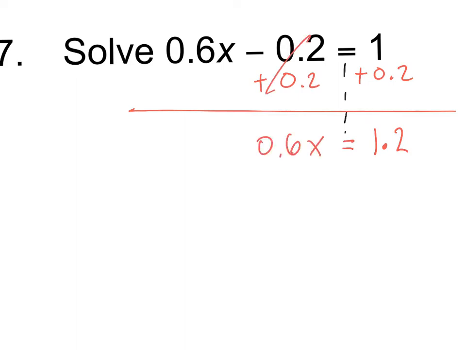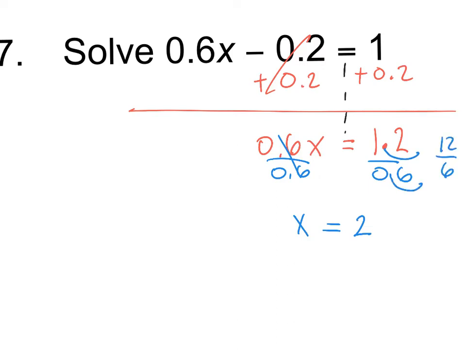What is the next step? I divide by 0.6, and I get x is equal to 2. 1.2 divided by 0.6 is 2. Kind of like if I made this over 1 and it was 12 over 6, it would still give me 2. So when you use your calculator and you do 1.2 divided by 0.6, it should give you 2.